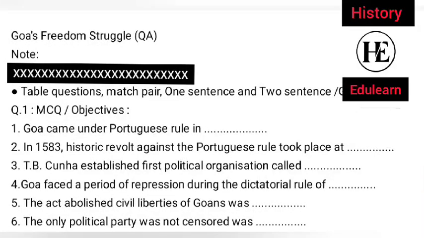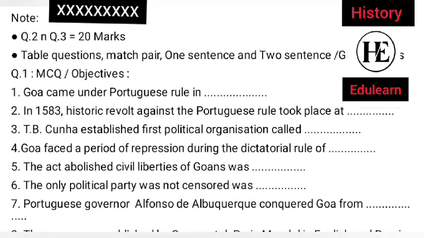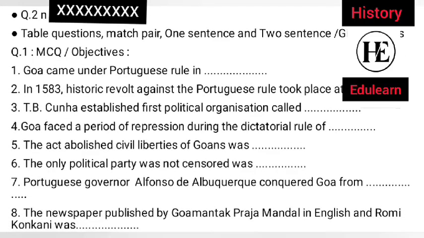Let's evaluate the lesson. You can expect table questions, match the pair questions, one sentence and two sentence questions, and even give reason questions on this lesson. So here are some questions. They are in the fill in the blank form, but you can expect them in table or match the column form. 1. Goa came under Portuguese rule in 1510.